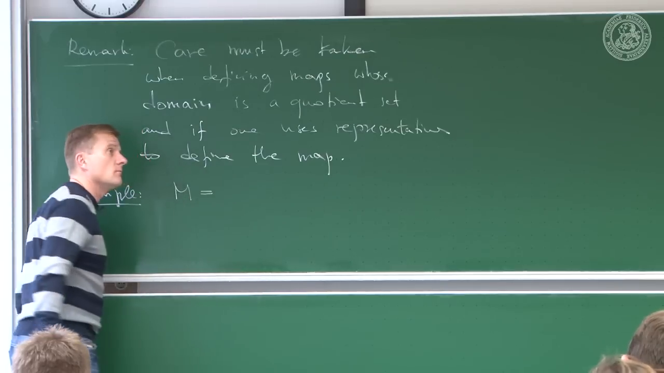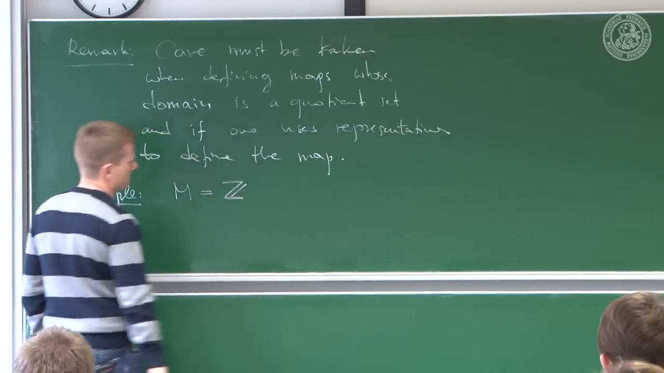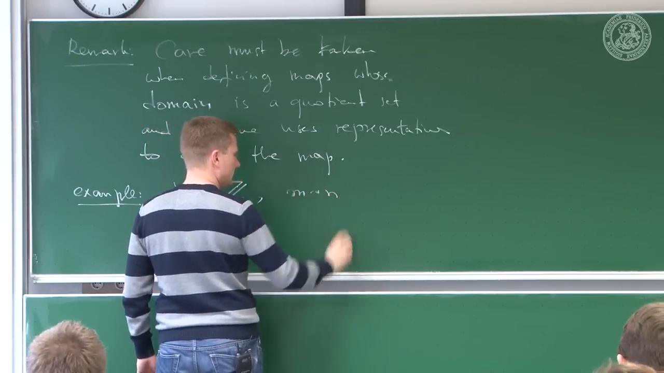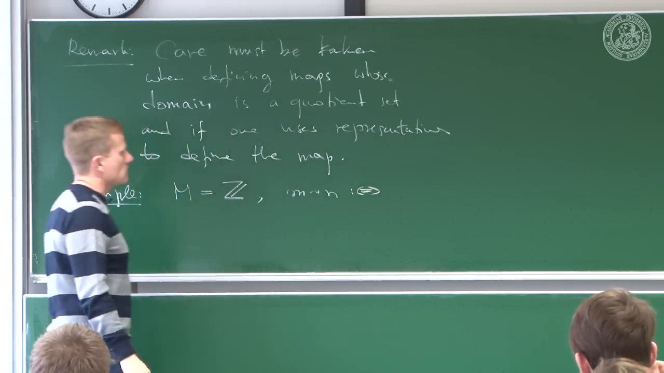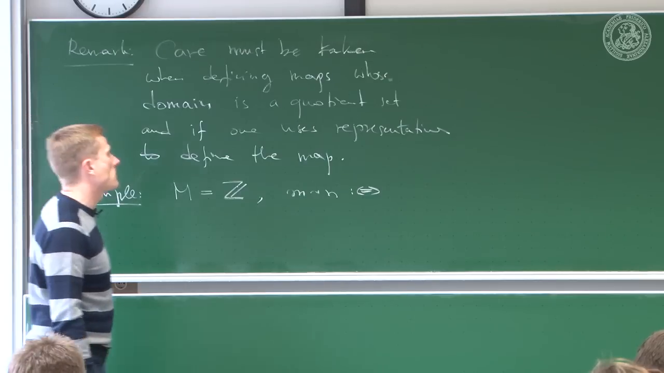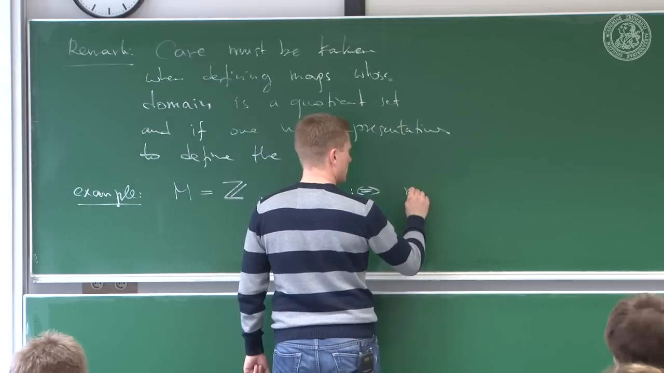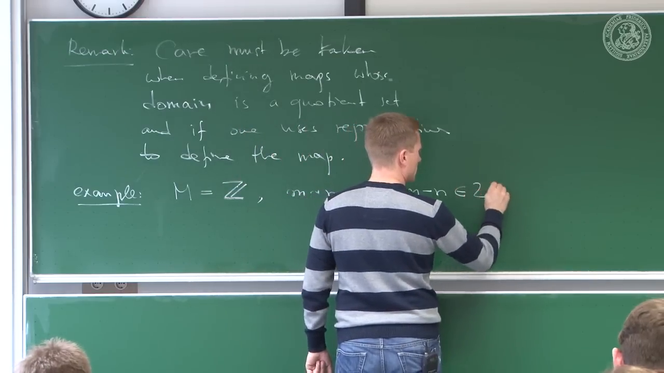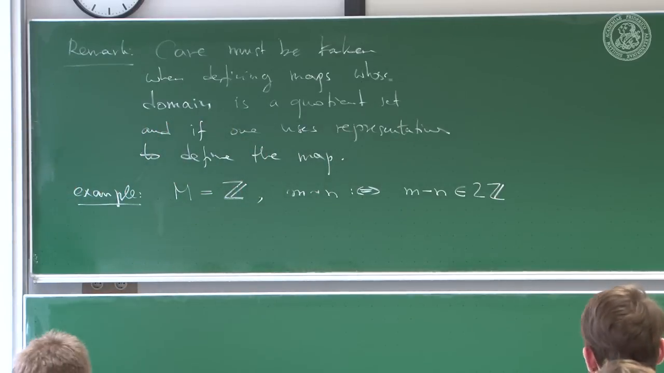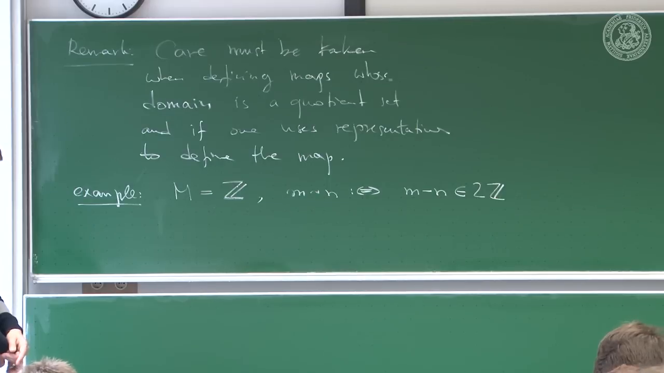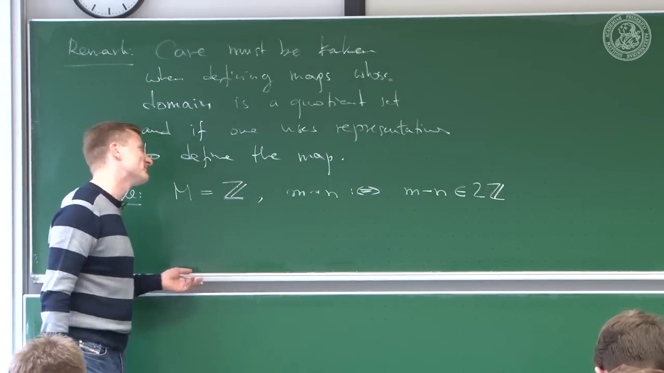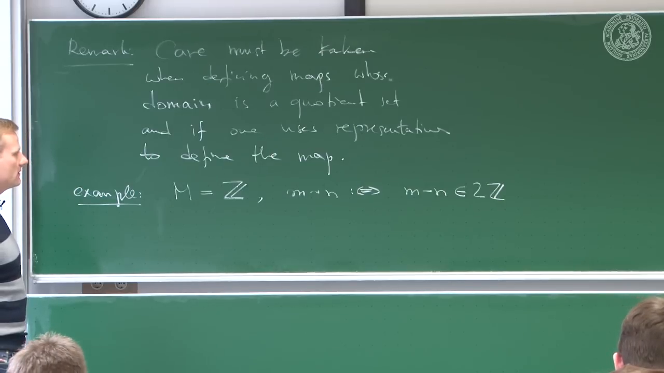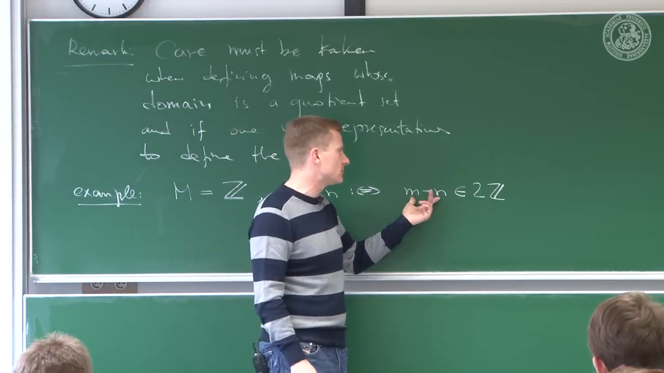Take as the set M the integer numbers Z and define two integer numbers m and n to be equivalent if and only if m minus n is an even number. I hope this is what I want, okay? Now, the first question: is this reflexive? Yes, it is, because m minus m is 0. 0 is an even number.